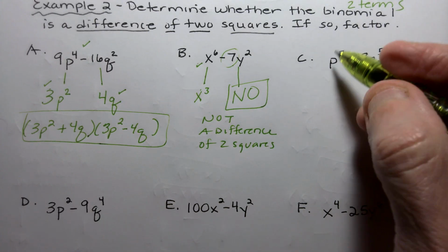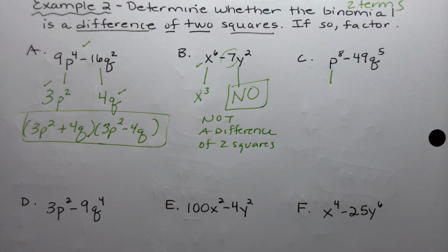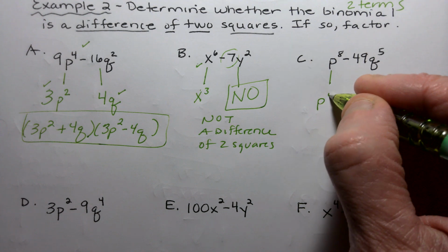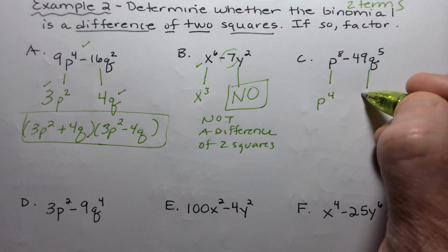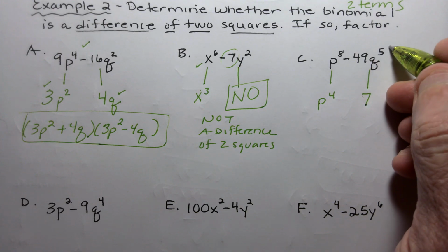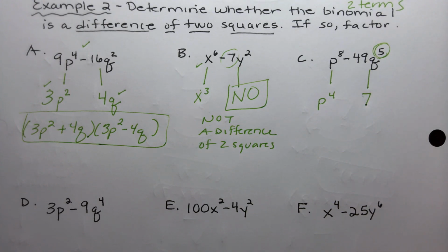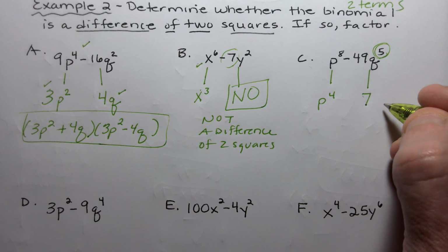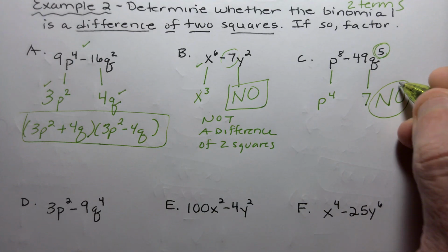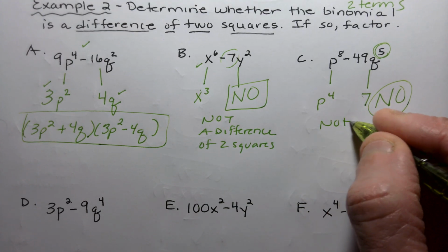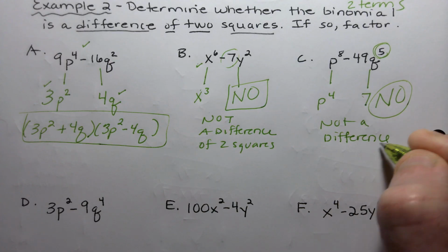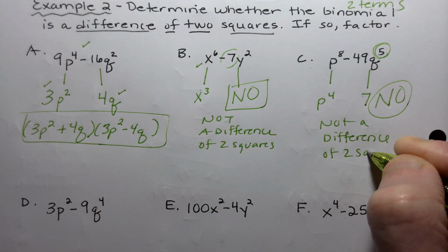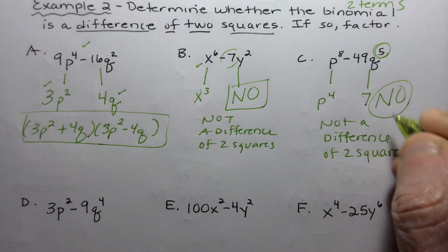All right, how about this one? Perfect square? Sure is, p to the 4th. Perfect square? It's an odd power. That's not a perfect square. No. Not a difference of two squares. Gotta have 2 perfect squares, not just one.